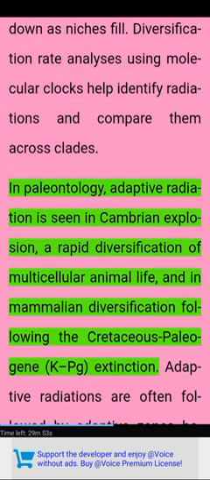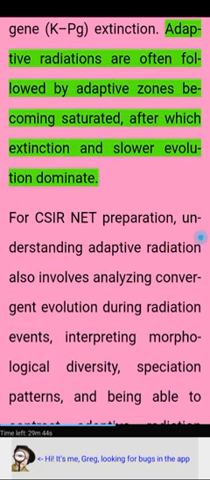In paleontology, adaptive radiation is seen in the Cambrian explosion, or rapid diversification of multicellular animal life, and in mammalian diversification following the Cretaceous-Paleogene (K-Pg) extinction. Adaptive radiations are often followed by adaptive zones becoming saturated, after which extinction and slower evolution dominate.